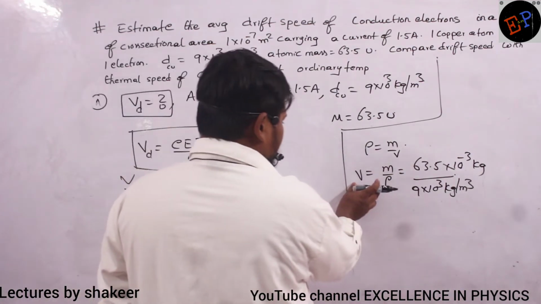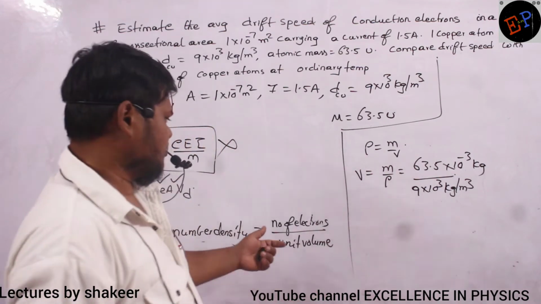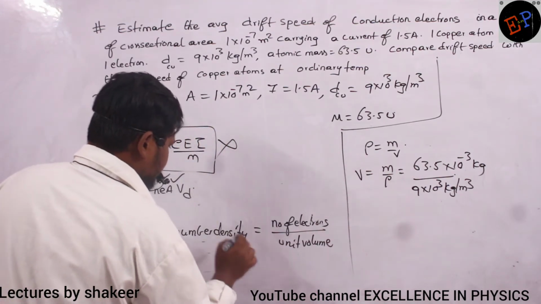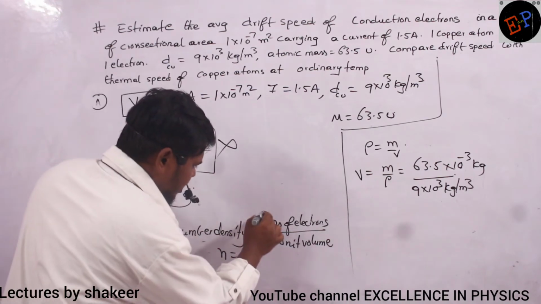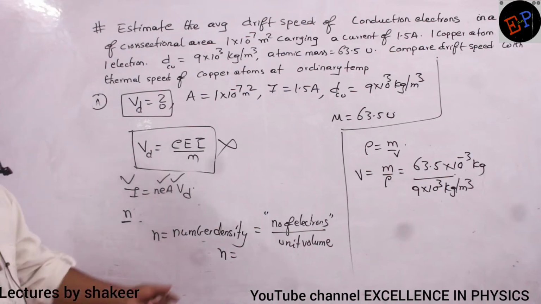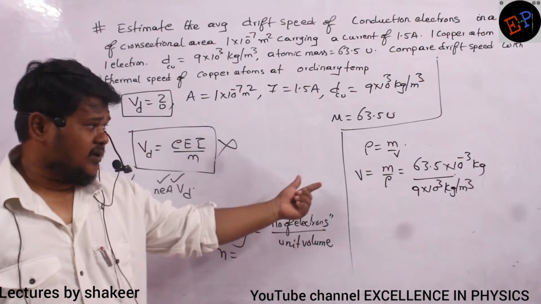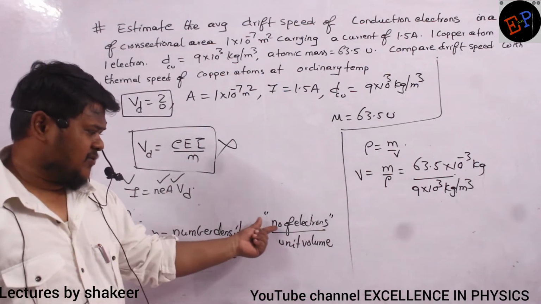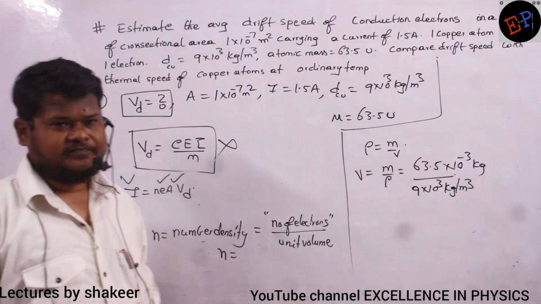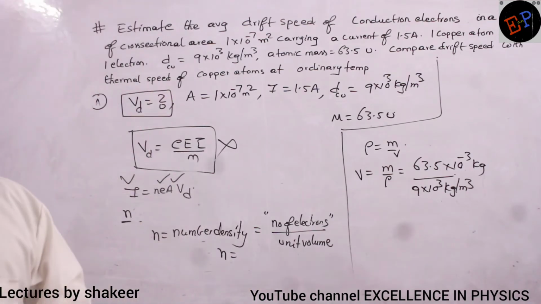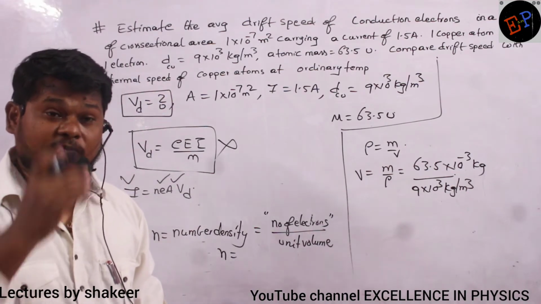So therefore, volume I have calculated. Now just substitute in this equation. So number density N is equals to. Now can you say how many number of electrons will be there? Volume I have calculated, no? Now number of electrons will be how many?